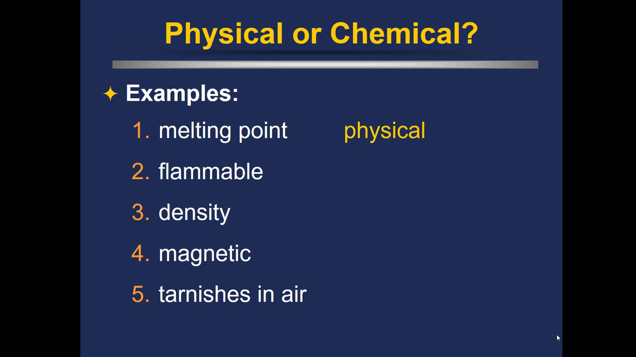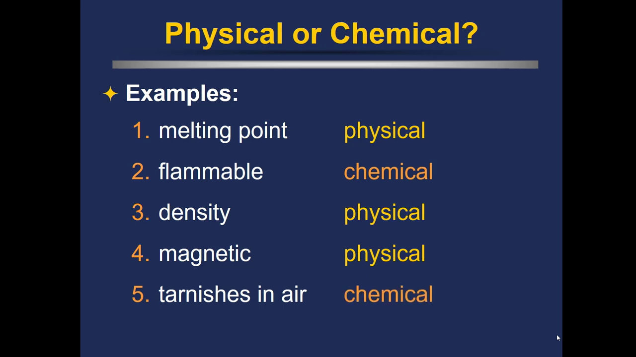Flammable. So if I were to demonstrate flammability, I would find that I would change that substance. So this is a chemical property. Density. Density, I can show density without changing the substance that I have. So this is a physical property. Magnetic, also a physical property. Tarnishes in air. So we're going from a metal that's shiny to it's tarnished. So there's a color change there. So demonstrating this would change the substance. So this is a chemical property.